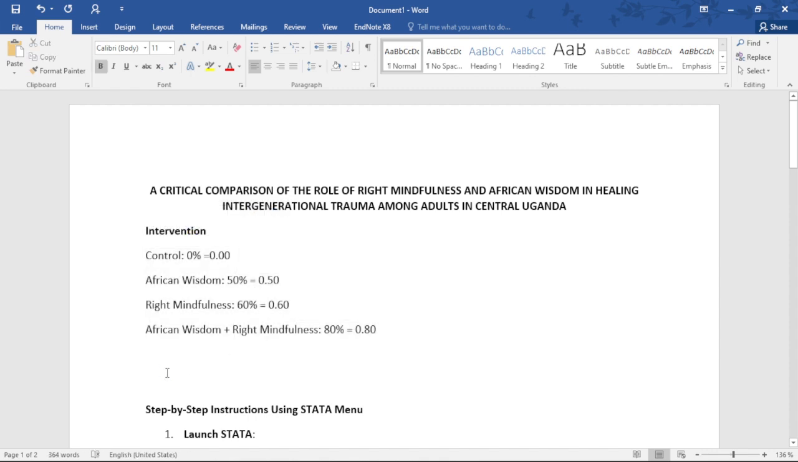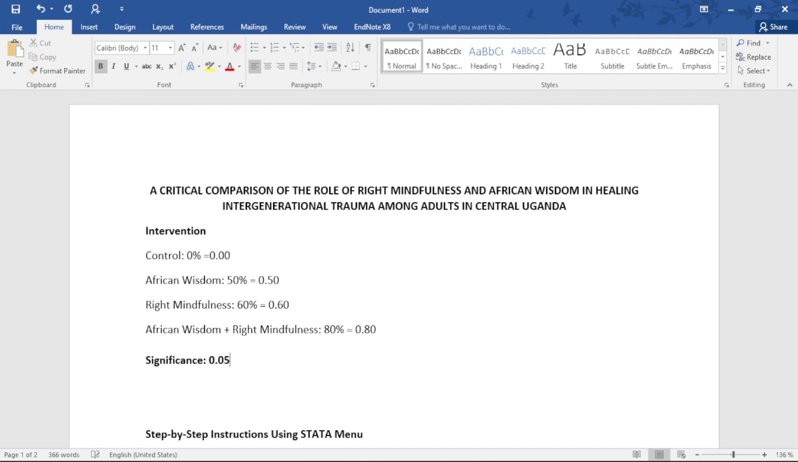This is very important in calculating if you're going to use STATA to calculate sample size. But there is another assumption we need to make, that is the significance. At what level of significance are you going to calculate the sample size? Is it a 90% confidence interval? Is it 95? Is it 99? In this case, the study can do it at a 95% confidence interval. The majority of studies do at a 95% confidence interval. And at that level, the level of significance is 0.05.